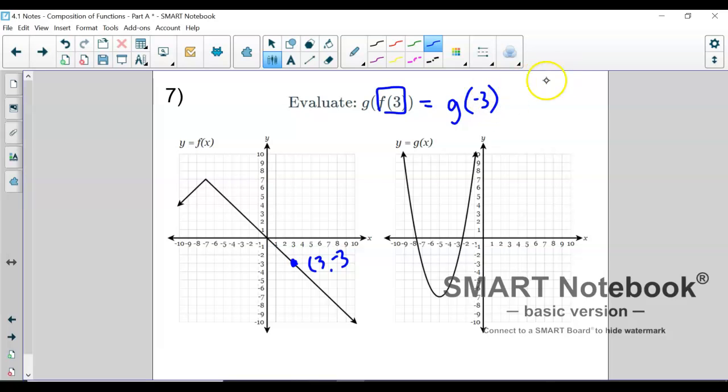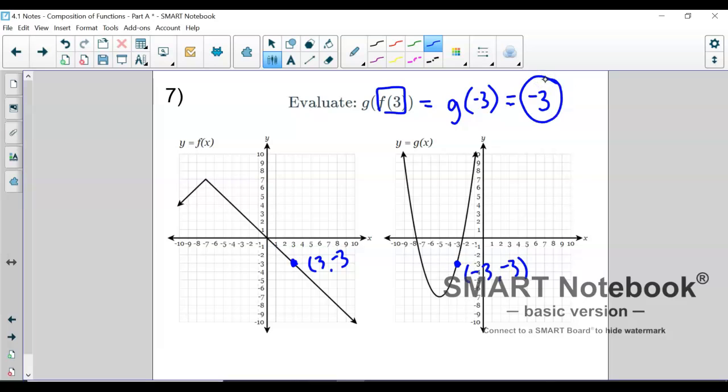And now for g of negative 3, we have to use our graph of g, and negative 3 is right here on our x-axis. We are going to use the coordinates of the point right here, which are, in this case, negative 3, negative 3. And so our answer for this is going to be negative 3.